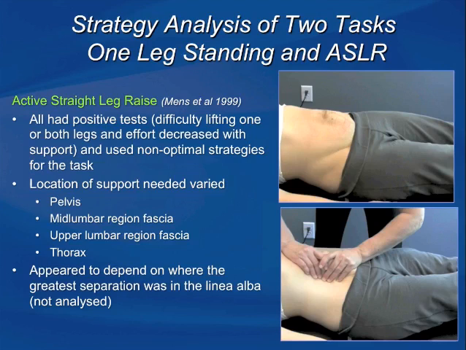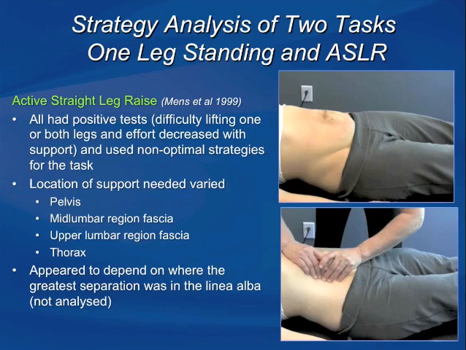But the location of support was highly variable in terms of where it provided the biggest change in effort required to perform this task. So some of them did need pelvic compression or pelvic alignment and correction. That made the biggest difference. But more often, most of them needed fascial support in the mid-abdominal region.